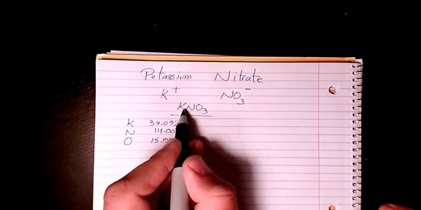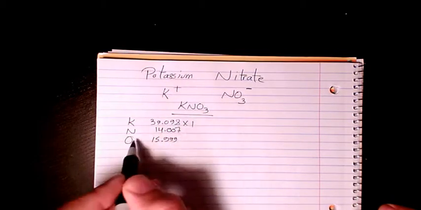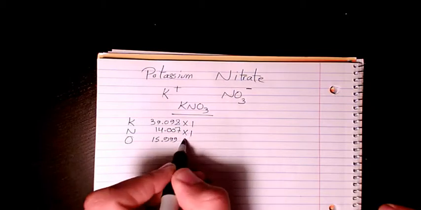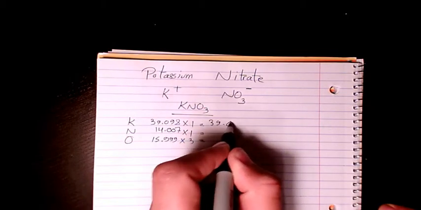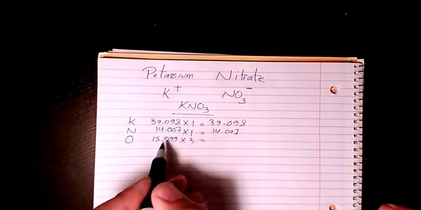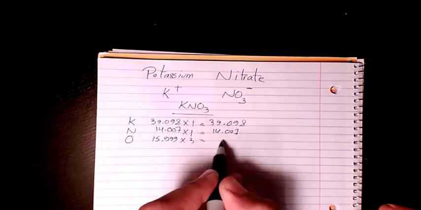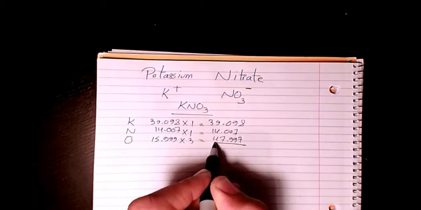How many atoms of potassium do we have? We have just one. How many atoms of nitrogen? We have just one, and oxygen is 3. So we have 39.098, 14.007, and this one is 47.997. And then you need to add them.